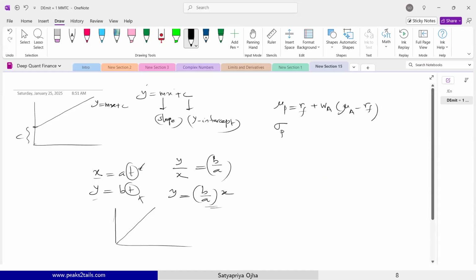And the portfolio volatility is WA sigma A, correct? I want a relationship between mu P and sigma P. How are they related? If the volatility of the portfolio increases, the mean return ideally should increase because that is the classic risk-return trade-off. You take more risk, on average, you are supposed to get more return, right? That's the basic assumption.